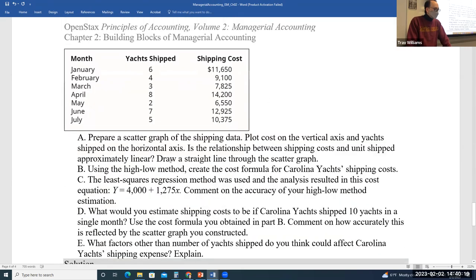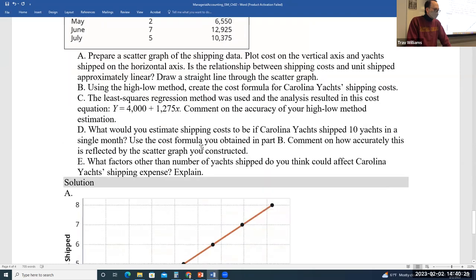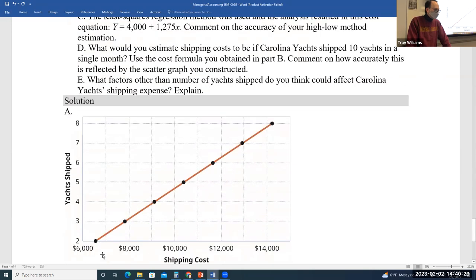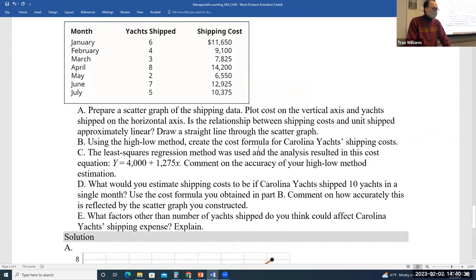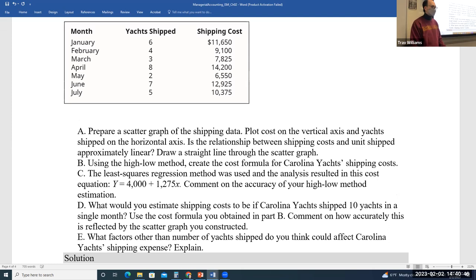Okay, so it's pretty much the same thing. A says prepare a scatter graph. That's already available for us. Looks pretty perfectly correlated, wouldn't you say? All right, B says using the high-low method, create the cost formula. So we need a high month and a low month. Highest is April and lowest is May. Great, let's just go ahead and do our calculations right here.